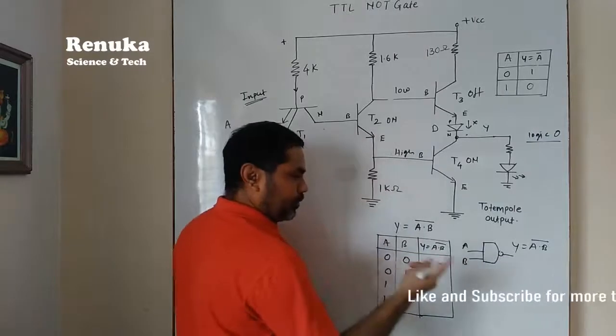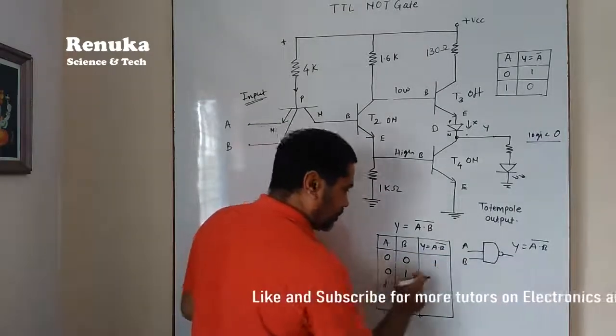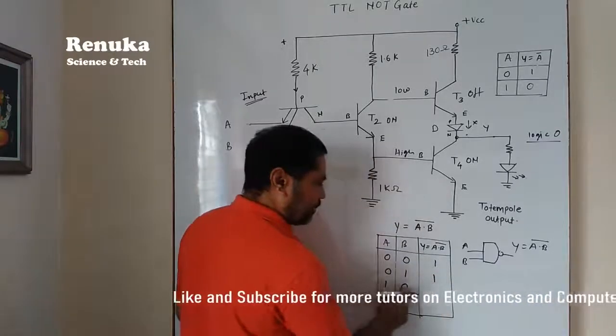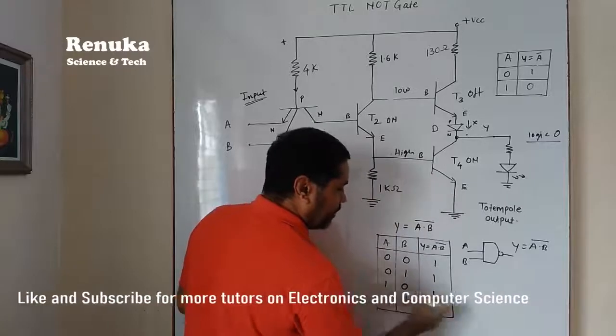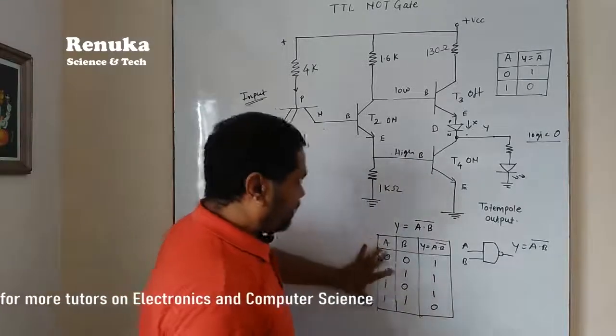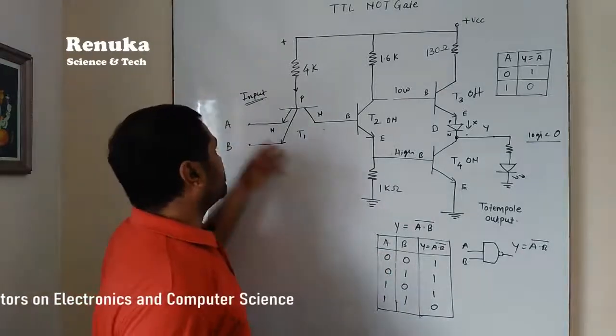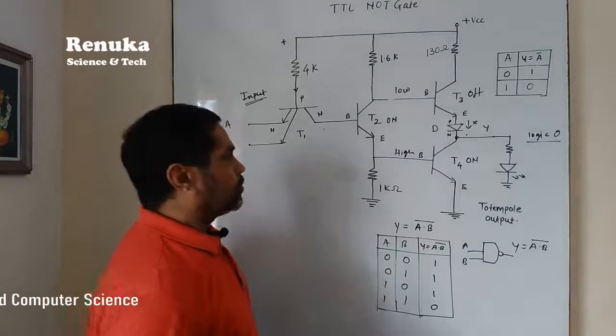0 into 0 is 0. 0's complement will be 1. 0 into 1 is 0. So 0's complement is again 1. 1 into 0 again 0. 0's complement will be 1. 1 into 1 is 1, and 1's complement will be 0. So if you input this type of possible combination here, it should show this output. So let us check.